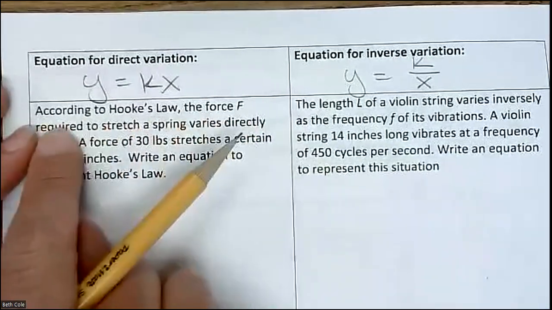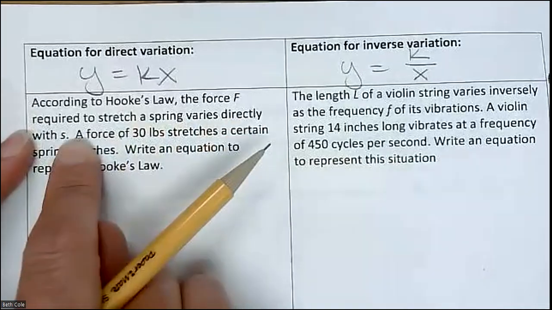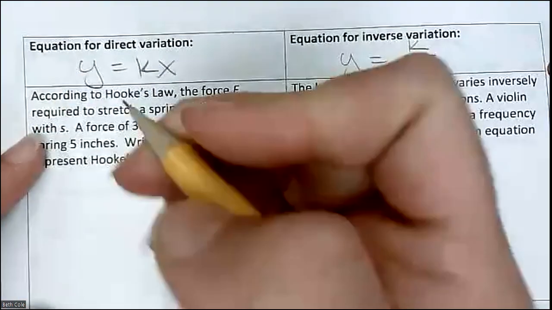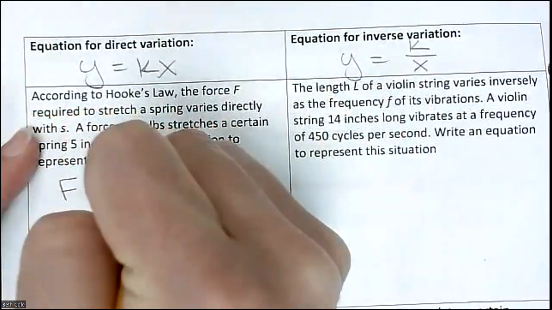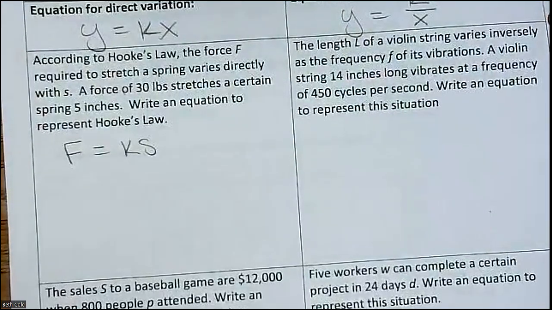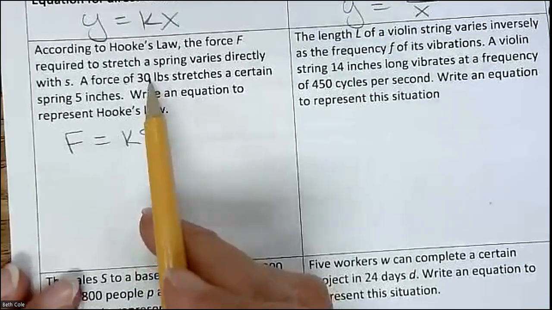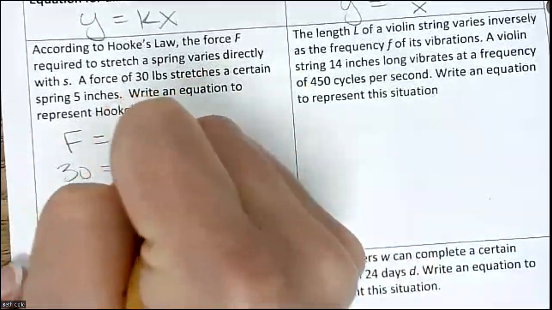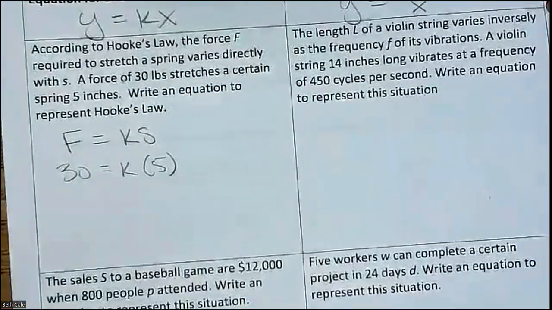According to Hooke's law, the force required to stretch a spring varies directly with S. That's the length of the spring. So you can write y equals kx if you want, but I'm going to use the letters that were in the problem, which was F for force and S for spring. Some of you will take physics later on in high school and you'll do problems like this. Now we're going to plug in the numbers. 30 is the force and the spring is 5 inches long.